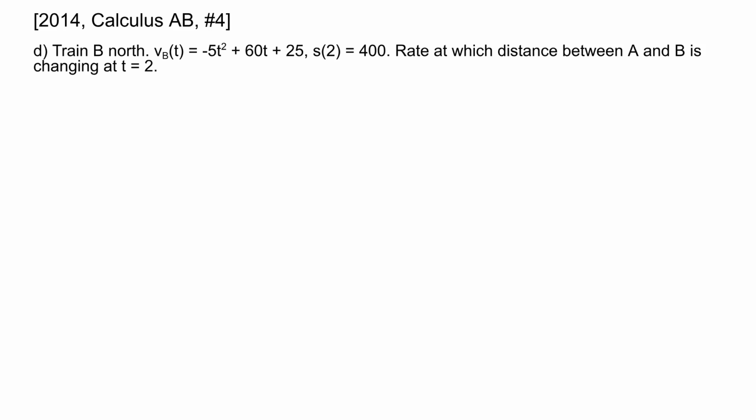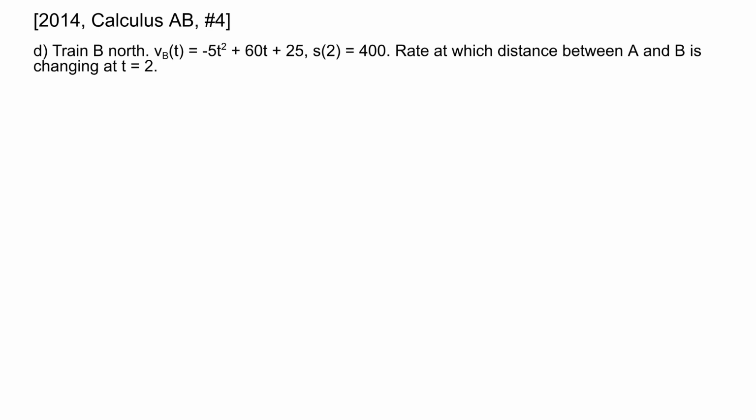In part D of the question, we have a second train, train B, whose velocity is given by the function v sub B of t equals negative 5t squared plus 60t plus 25. We are also given that s of 2 for train B is 400.